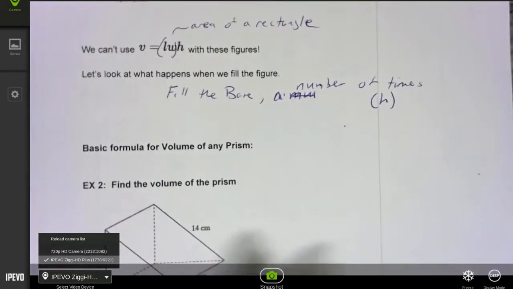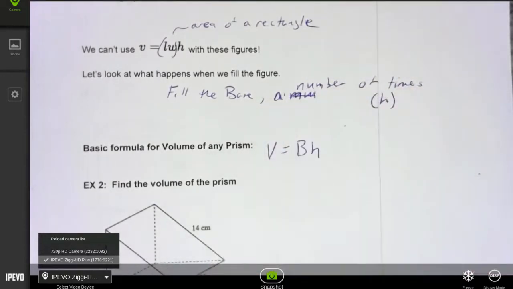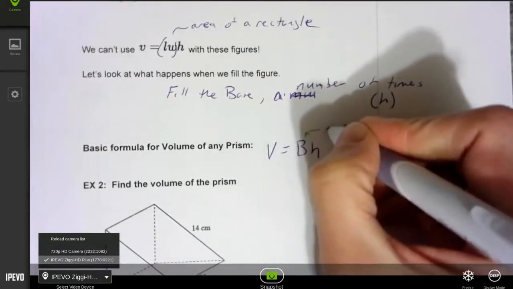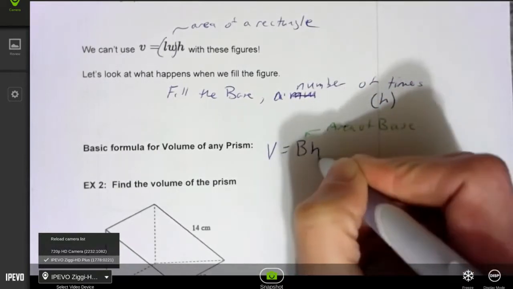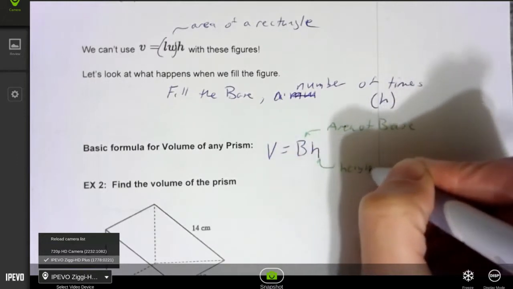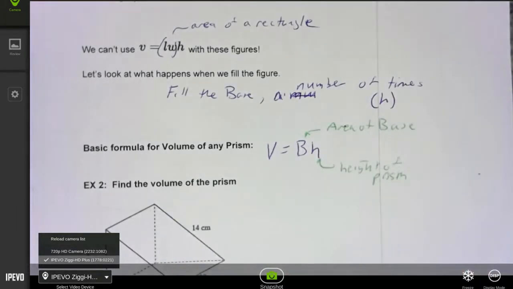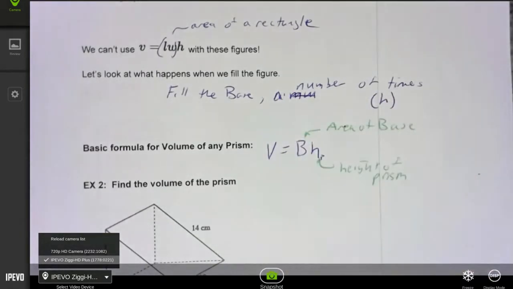So my basic formula for the volume of any prism that you want to use: the volume is capital B times H. And here's the catch. The capital B stands for the area of the base. The H stands for height of the prism. Okay, that's really important. In fact, I even sometimes put H sub P to remind me that's the height of the prism instead of the height of something else, like, I don't know, height of a triangle.